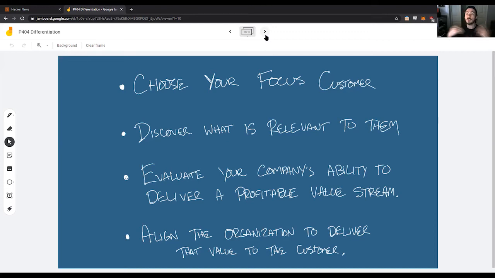Evaluate your company's ability to deliver a profitable value stream. This is something that sometimes gets missed. It's a great idea, it's a great product, it's a great solution, but it's not profitable. We don't have a way to make this profitable that doesn't align with our business model. You want to evaluate that even right before you're about to ship it. Make sure that it's something that can work for your business, right? Hopefully you got ahead of that and have determined this is viable before you started building.